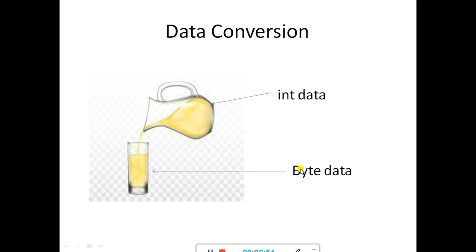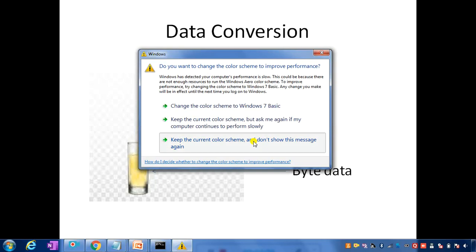Why? Because byte is having less storage space than the integer. We know that integer has 4 bytes of memory space and byte has just 1 byte of memory space. So when you try to do something like that, then at times the data is lost. Okay, the whole data is not stored completely. So there are two different types of data conversions in Java: implicit data conversions and explicit data conversions.